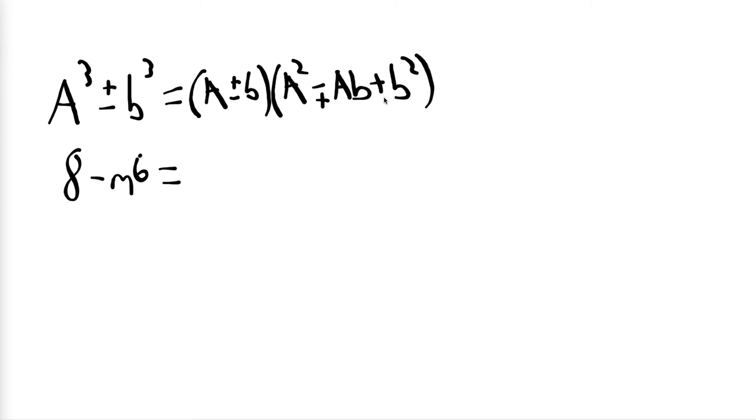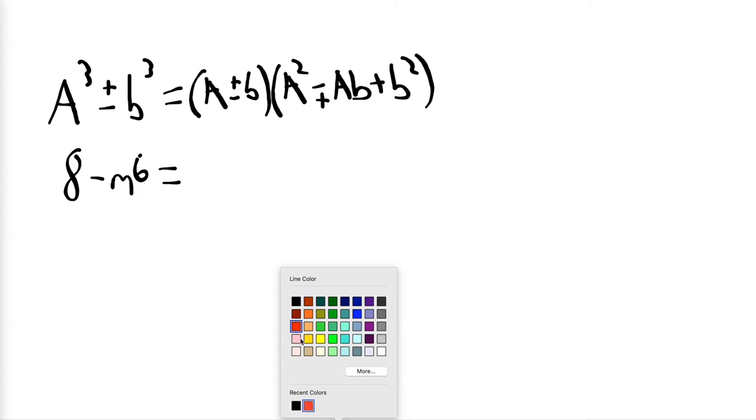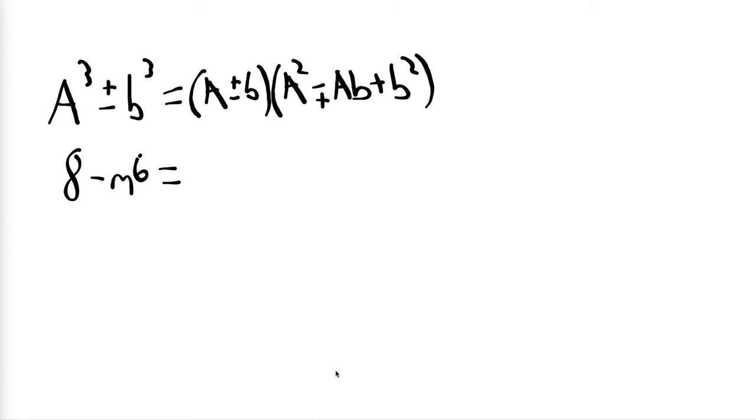I wanted to start by reviewing from yesterday, to lead into today's. How did we go about doing this yesterday? You've got to identify A and B. What do we got? 8 is 2 cubed, so that would be 2. And M to the 6th would just be M squared, and then outside comes cubed. Good. So that's A and B.